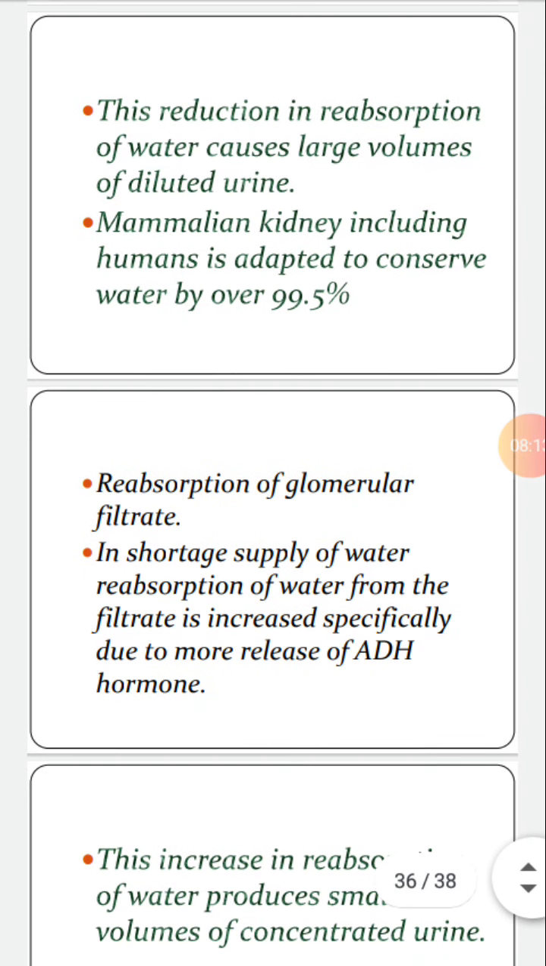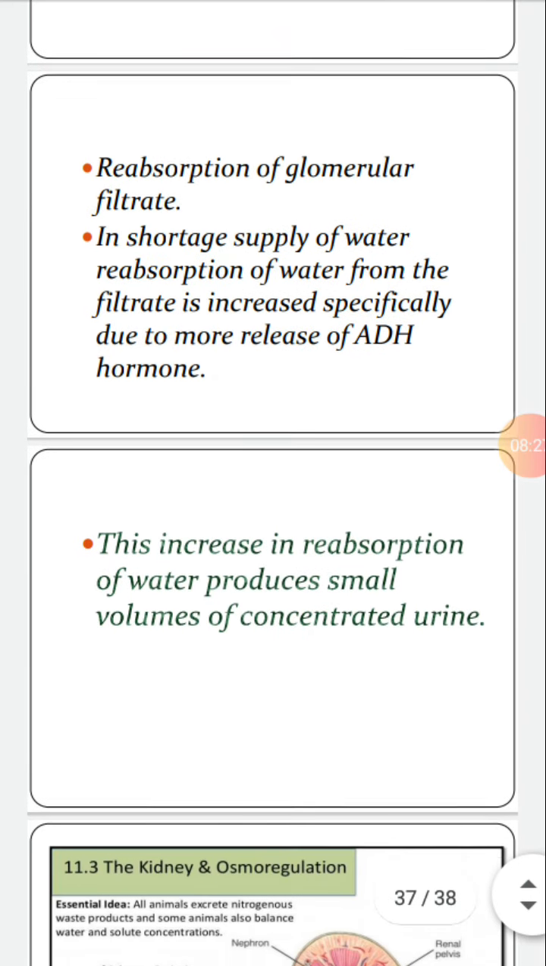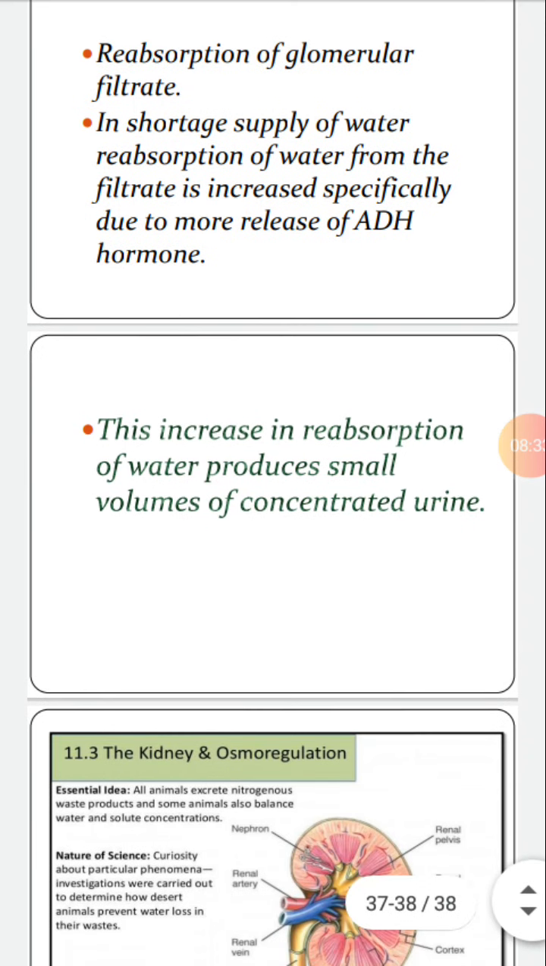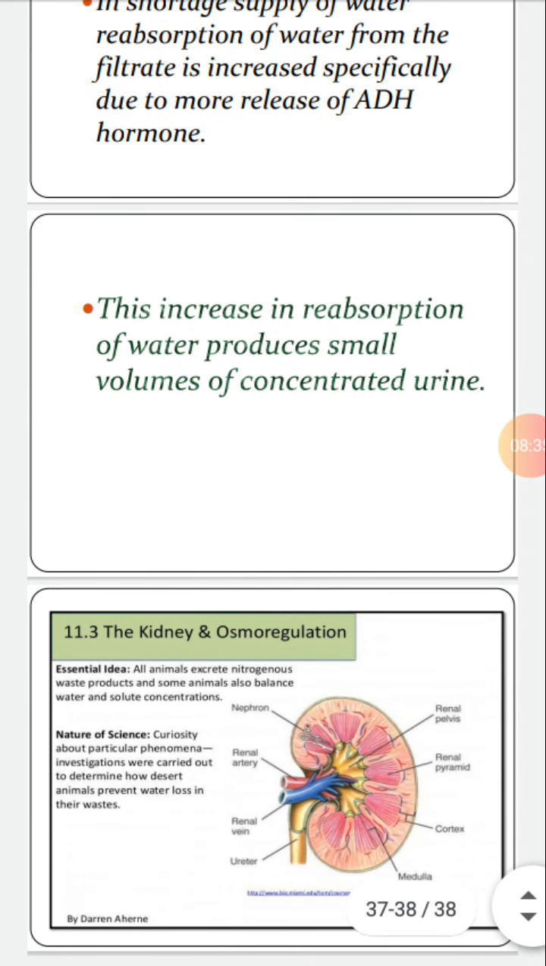Reabsorption of glomerular filtrate. In shortage or short supply of water, reabsorption of water from the filtrate is increased, specifically due to more release of antidiuretic hormone. This increase in reabsorption of water produces small volumes of concentrated urine. Kidney and osmoregulation, which is its main function.